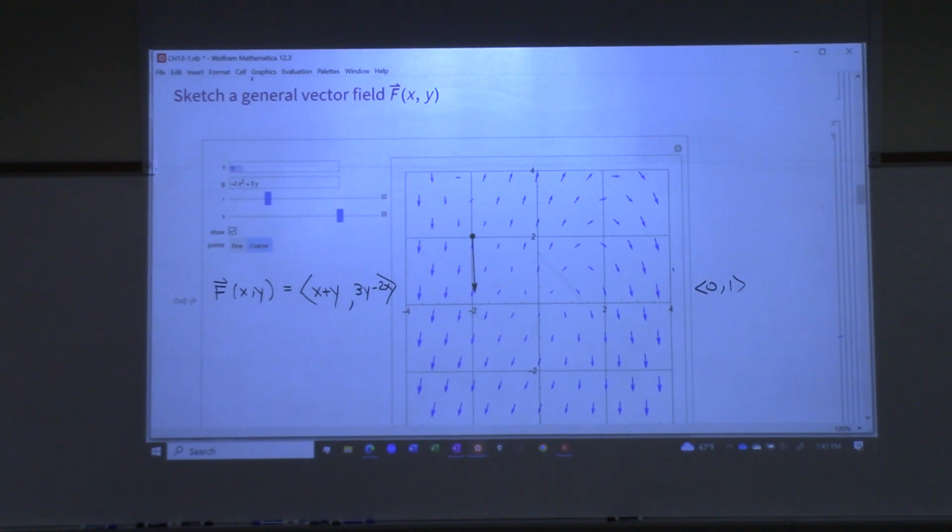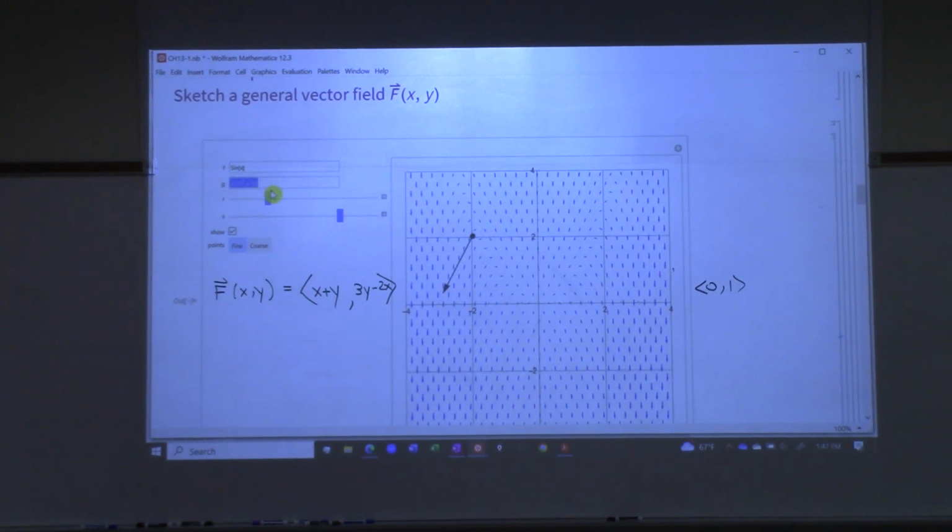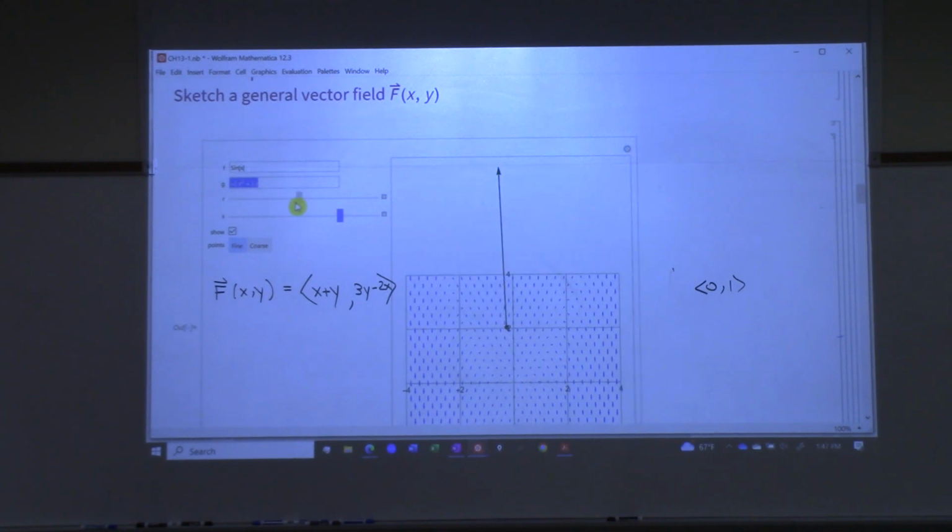Okay, let me change this one. I'm going to make this one sine of x times y. I think that's an input error. I have to type it in a certain way, or it won't understand it. Let's just do sine x. There we go. Oh, we kind of got a sine wave in there. Yeah, there's going to be a sine wave in here somewhere.